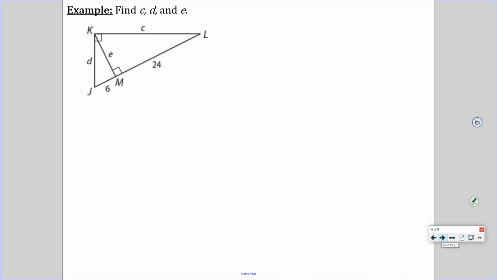All right, so here I have to find the altitude E, and I have to find both the legs of this big right triangle. So again, we could set up a proportion with the similar triangles and all that jazz, but it'd be way shorter to use this theorem, especially because, look at my altitude here. I know what it's splitting the hypotenuse into. It's splitting the hypotenuse into segments of 6 and 24. That's what they're showing me right there.